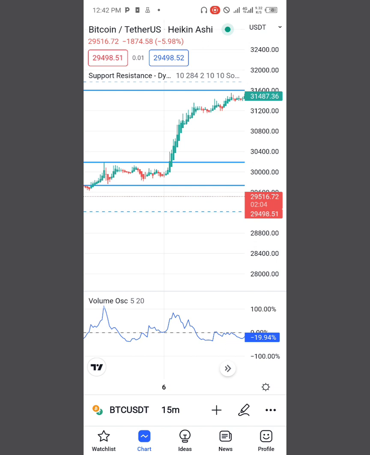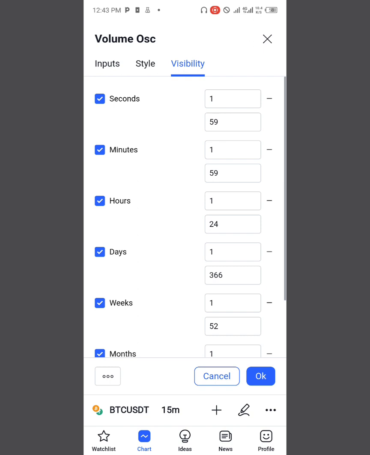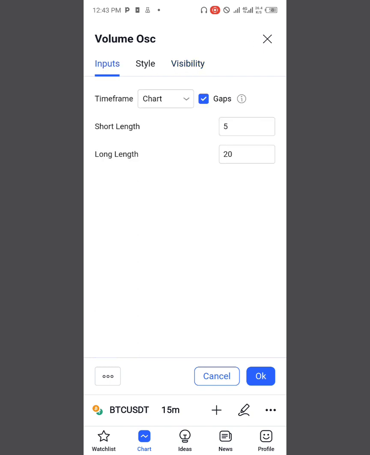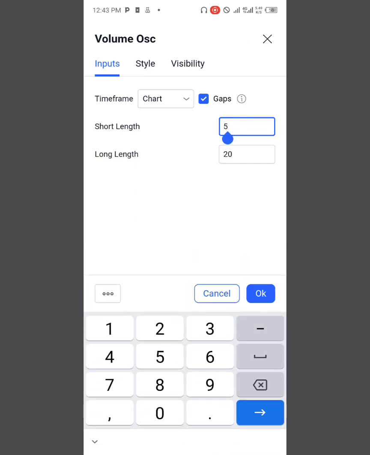So I'm going to edit this. I'm going to edit the style, the input as well. I would put mine on 5 and 20. You can see 5 here, and you can see 20 here. The short length is going to be 5, and the long length is going to be 20. So you can edit yours to these parameters.